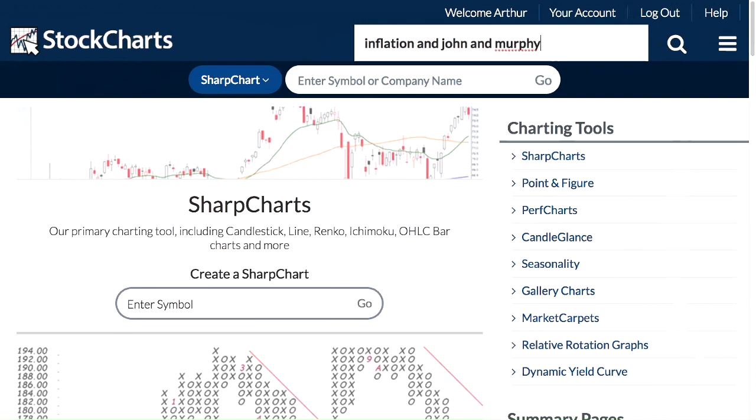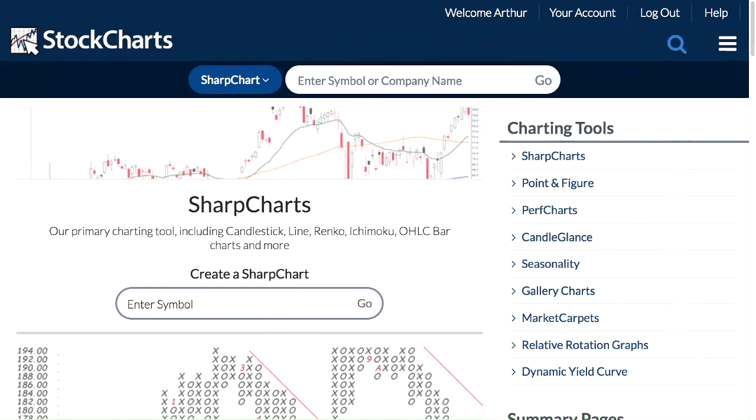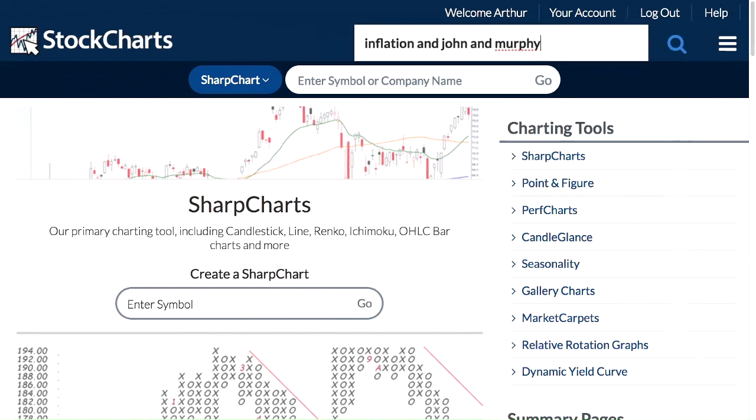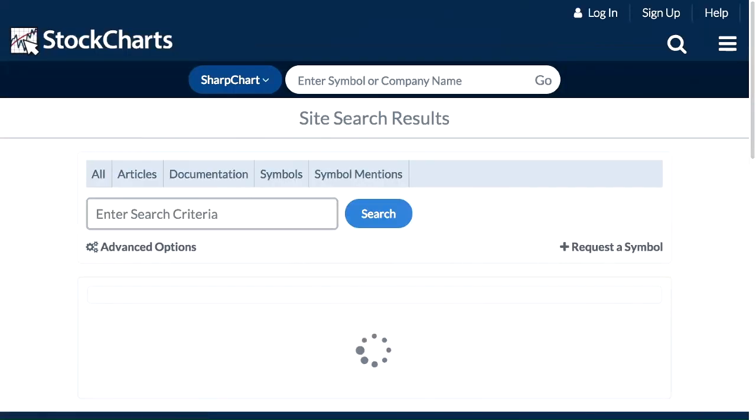If you want to know what John Murphy's been writing about a particular subject, you can go up to the search box at the top right. I typed inflation and John and Murphy. By putting and there, I'm requiring all three terms to be in my search results. Then I click that little magnifying glass to start the search, and we will see the results pop up.